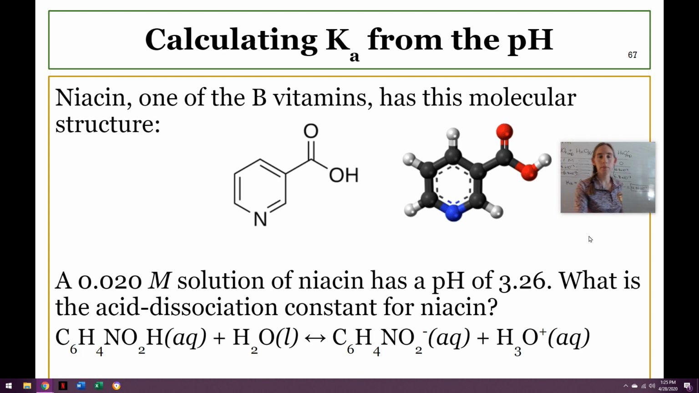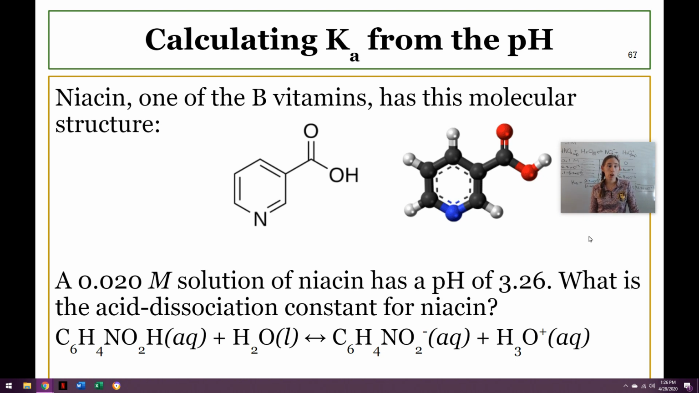All right, here is another problem. It says niacin is one of the B vitamins that our body needs, and it has this molecular structure. So I showed you a modified version of a Lewis structure, and then your space-filling molecule. The structure is not important actually to this problem. It's just out of curiosity. That's what one of the B vitamins looks like. All right, so the problem: a 0.02 molarity solution of niacin has a pH of 3.26. What is the acid dissociation constant for niacin? First thing to remember is that acid dissociation constant means Ka, and then you have your equation here.